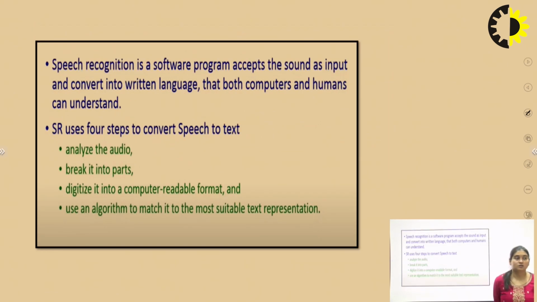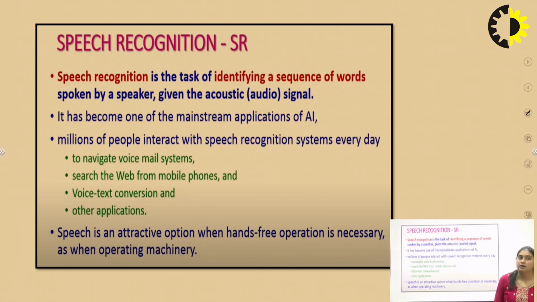Next thing is that speech recognition is a software program that accepts sound as input and converts it into written language, which both computers and humans can understand. It uses 4 steps to convert the speech to text. As you know, by the definition, speech recognition is the task of identifying the sequence of words spoken by the speaker.